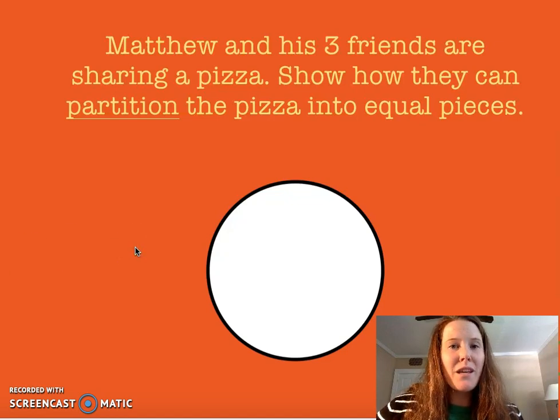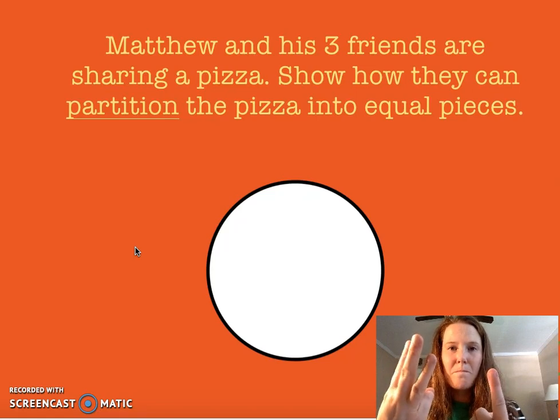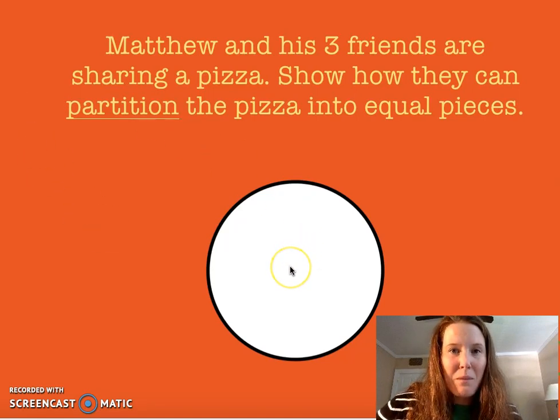Matthew and his 3 friends are sharing a pizza. Show how they can partition the pizza into equal pieces. Well, I know I have Matthew, plus I have his 3 friends. So how many is that in all? 4. That's right. I need to partition my pizza into 4 equal parts.